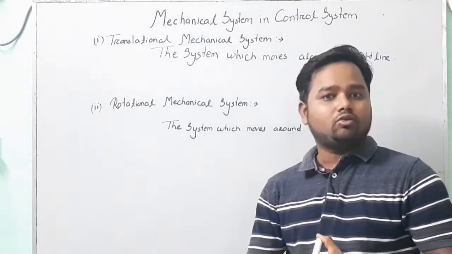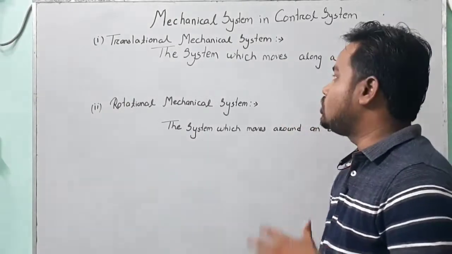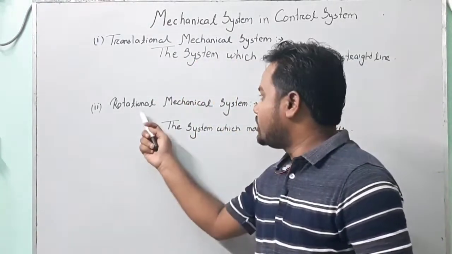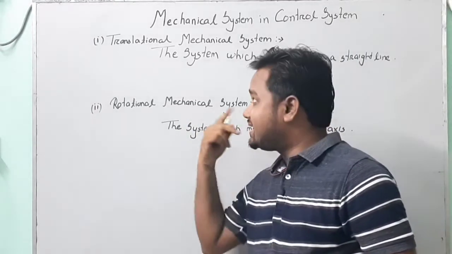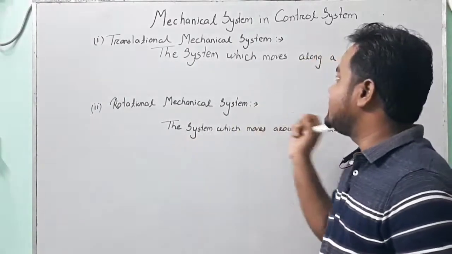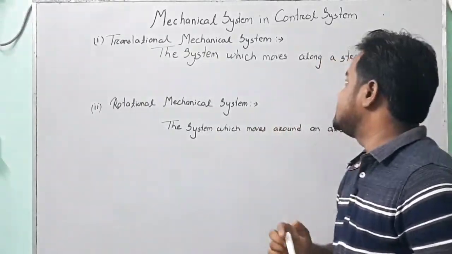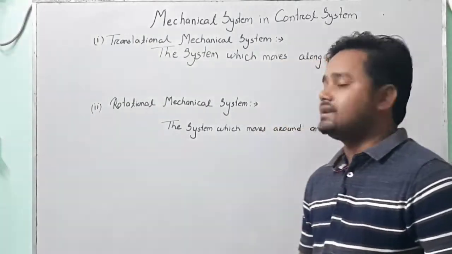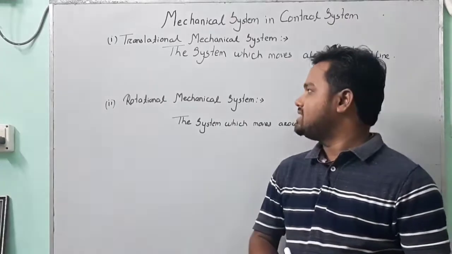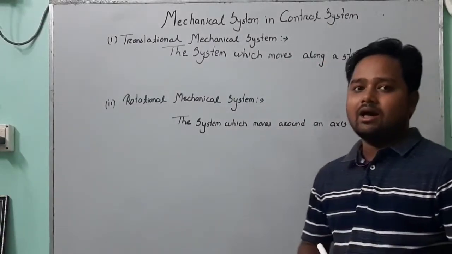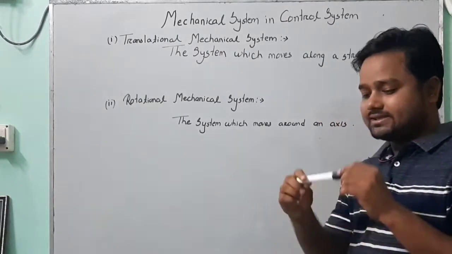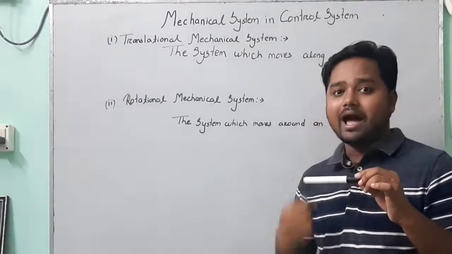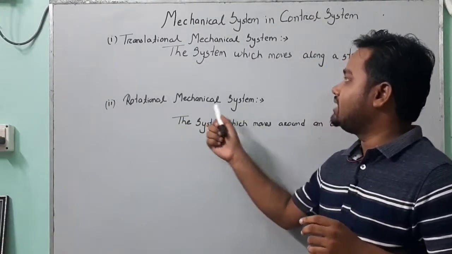We know that in control system, if you go for a mechanical model, there are two types of mechanical system. One is the translational mechanical system and another is the rotational mechanical system. What is meant by translational and rotational? Translational mechanical system means the system which moves along a straight line. Rotational mechanical system is the system which moves around an axis, with a particular angle.